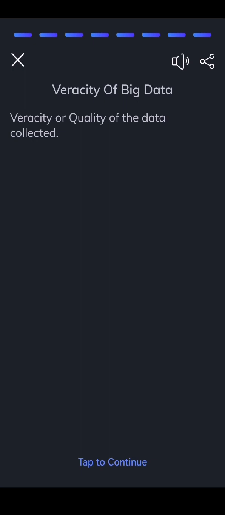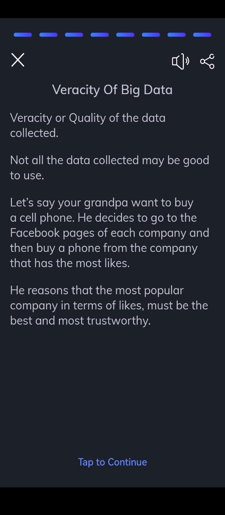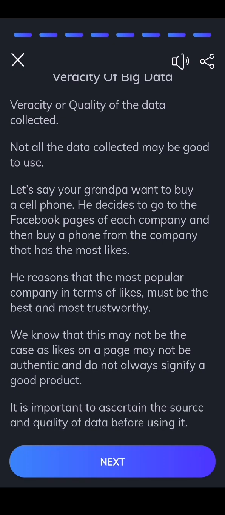Veracity, or quality of the data collected. Not all the data collected may be good to use. Let's say your grandpa wants to buy a cell phone. He decides to go to the Facebook pages of each company and then buy a phone from the company that has the most likes. He reasons that the most popular company in terms of likes must be the best and most trustworthy. We know that this may not be the case, as likes on a page may not be authentic and do not always signify a good product. It is important to ascertain the source and quality of data before using it.